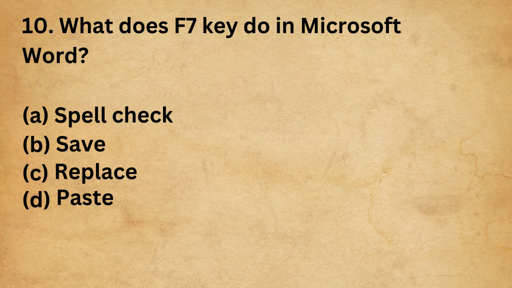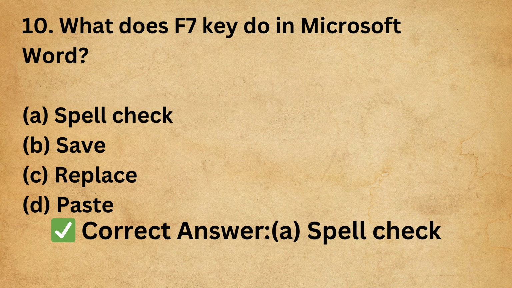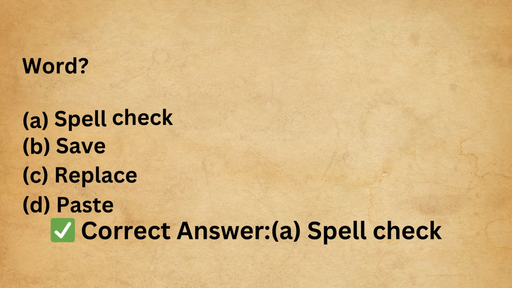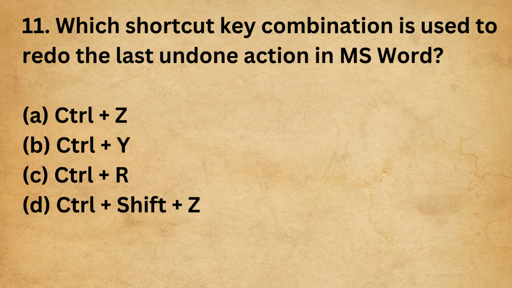What does F7 key do in Microsoft Word? A. Spell check. B. Save. C. Replace. D. Paste. Correct answer A. Spell check.